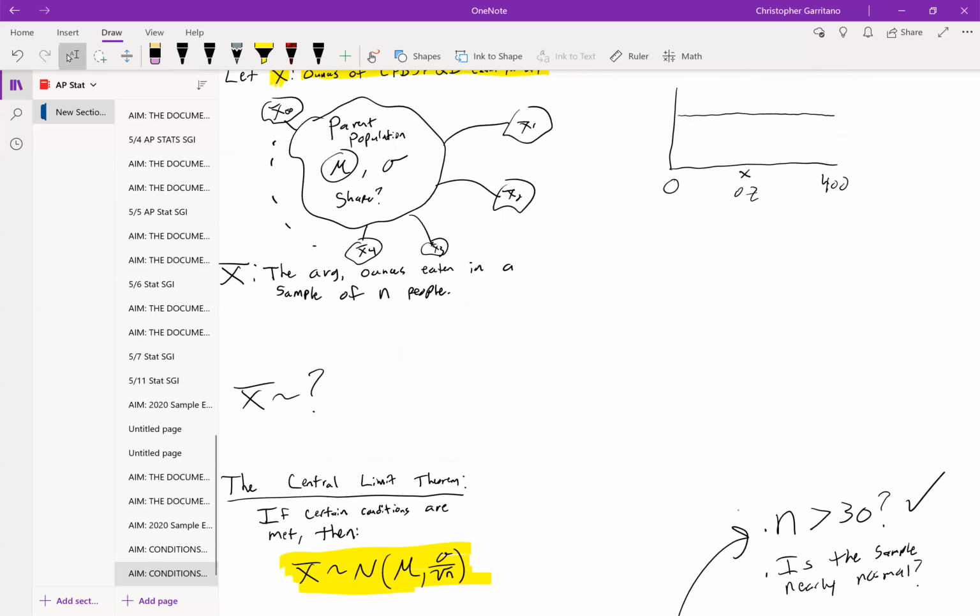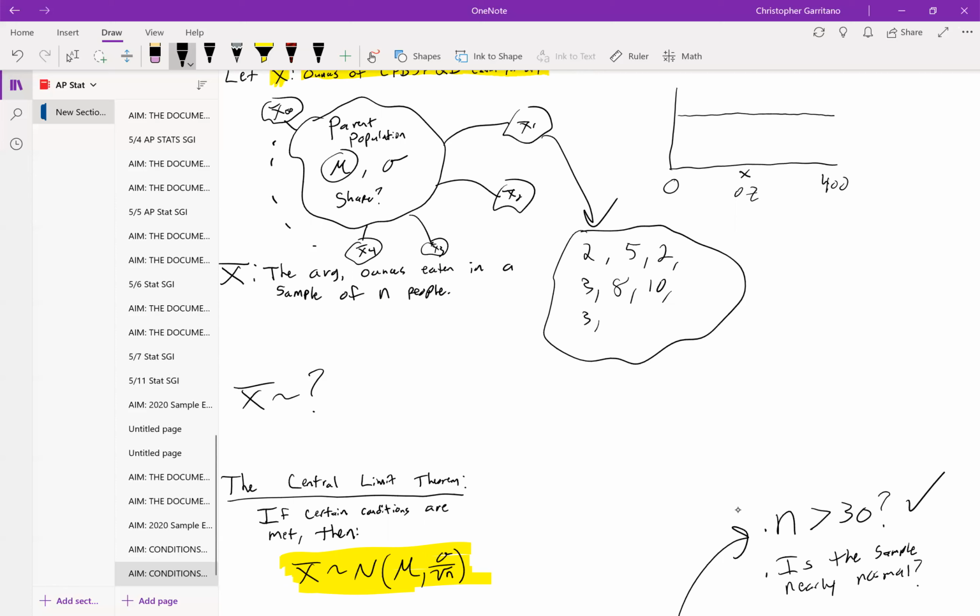Right, because to get each one of these X bars, there are going to be a certain number of people. Let's expand this first sample a little bit larger. And inside of this first sample, there are, let's say, 10 people. And the first person eats 2 ounces per day. The second person eats 5 ounces per day. Back to 2, 3, 8, 10, 3 again, 11, 12, and 7.